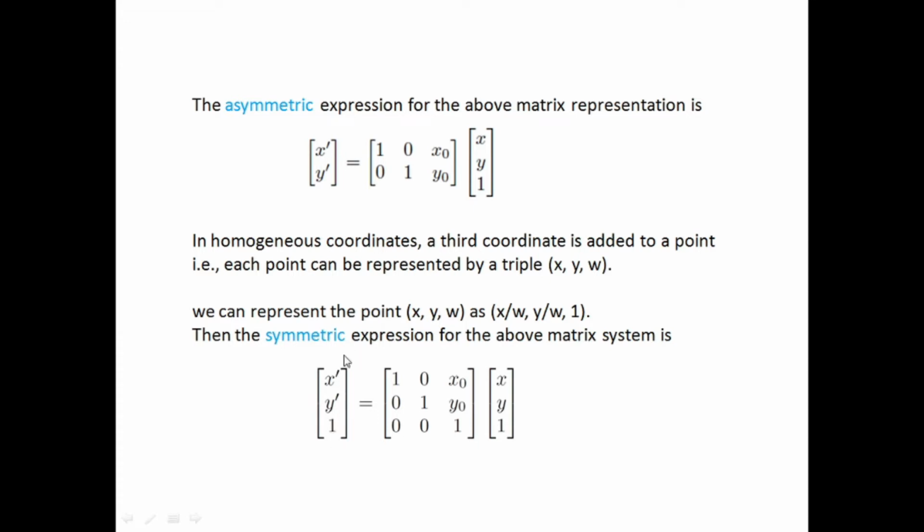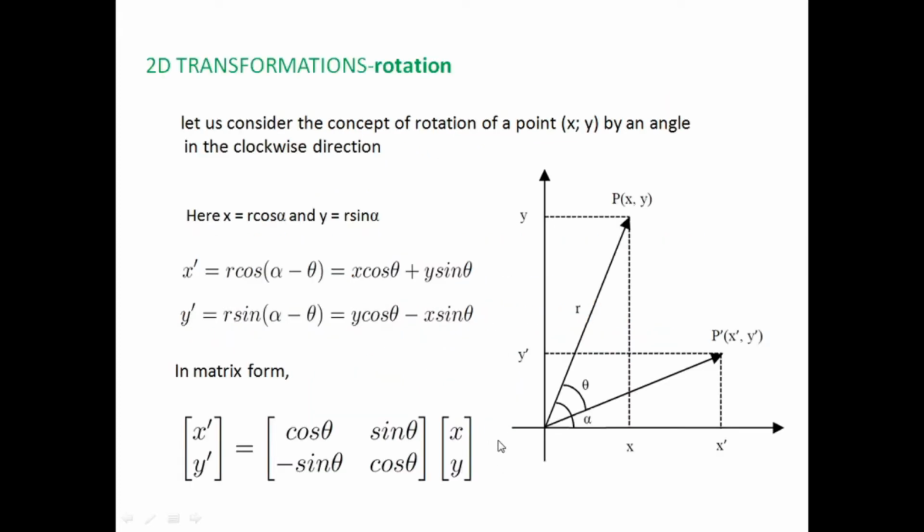You can see here that now this entire matrix is in the form of a symmetric expression. So the symmetric expression for the above matrix system is this one, because that was an asymmetric form and this is my symmetric form. So this is about the 2D transformation shifting operation.